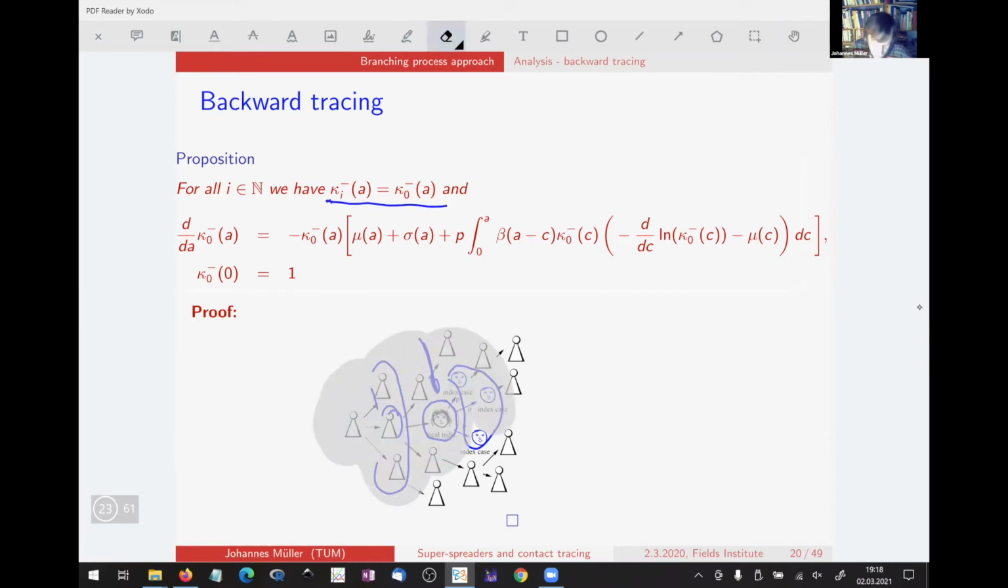And so we can replace kappa I and kappa I plus 1 in our ODE by kappa 0, and we have a closed equation for the survival probability. So that's backward tracing. That's the first part.